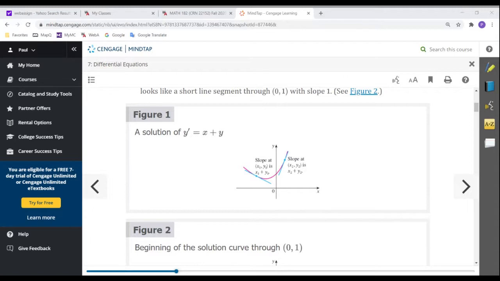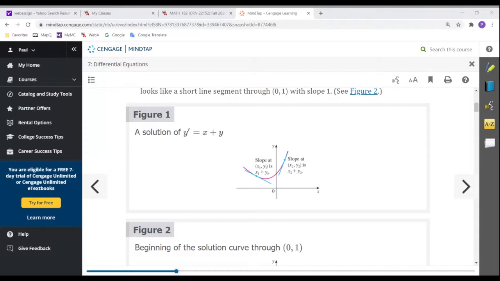Okay, Adriana says, very good. In the first quadrant, your coordinates are both positive. So since y prime equals x plus y, y prime would have to be positive. The derivative, the slope, would have to be positive in the first quadrant.